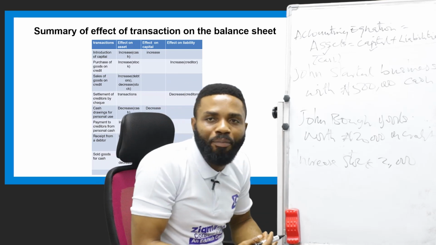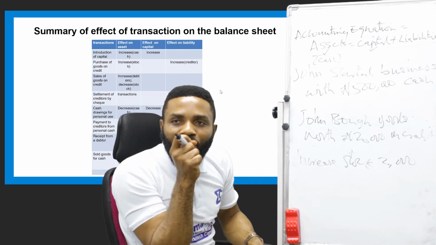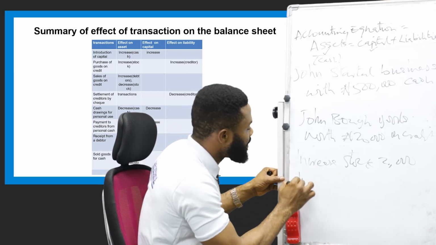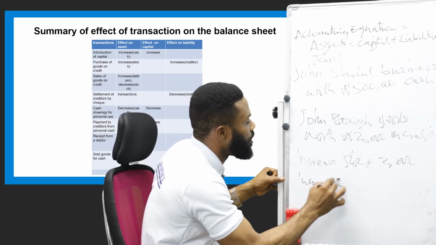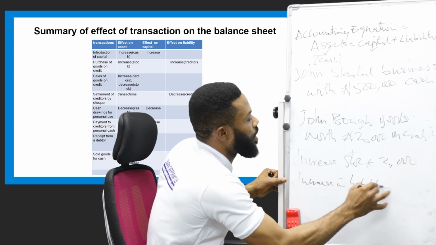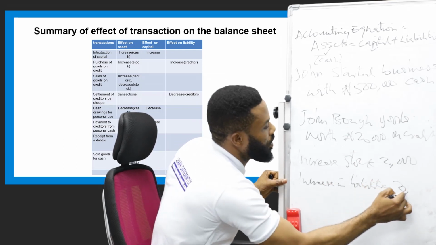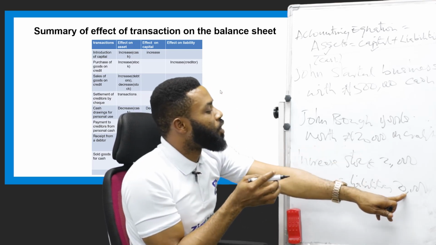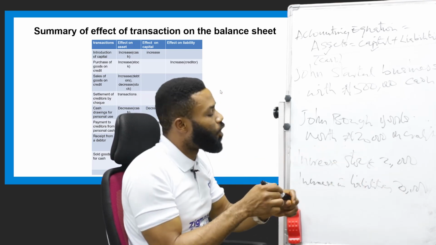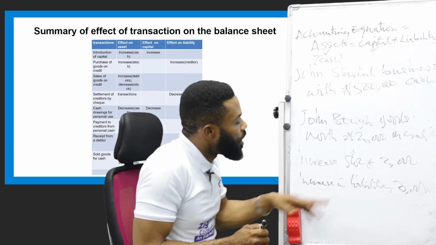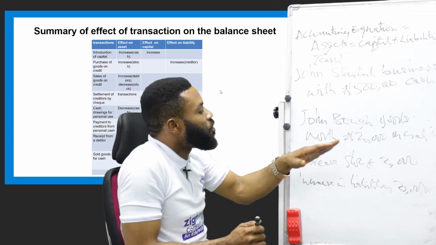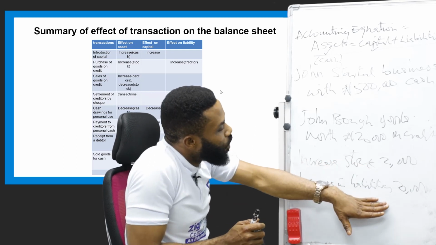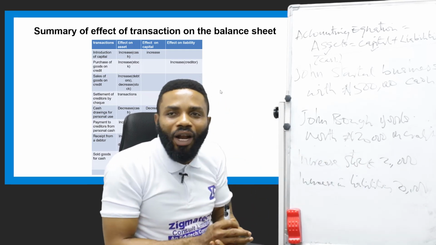And then what's the next thing again? The next thing that happens there is that there will be an increase in liability. Increase in liabilities, 20,000. Because since he didn't pay Mary, we are still going to pay Mary at the end of the period. So increase in stock. This stock is an asset. So it will be increase in asset and then increase in liability, and so on and so forth.